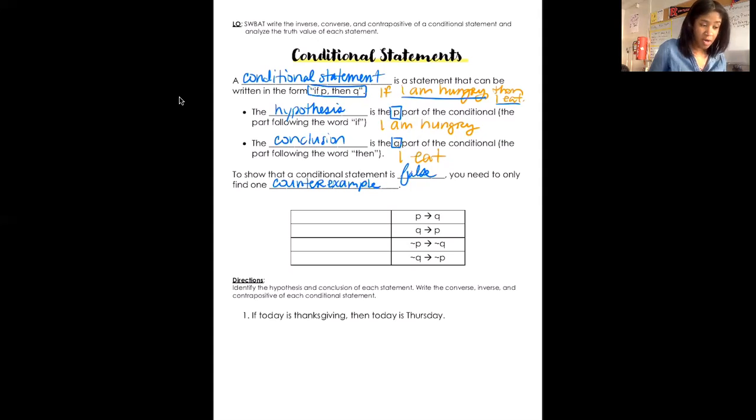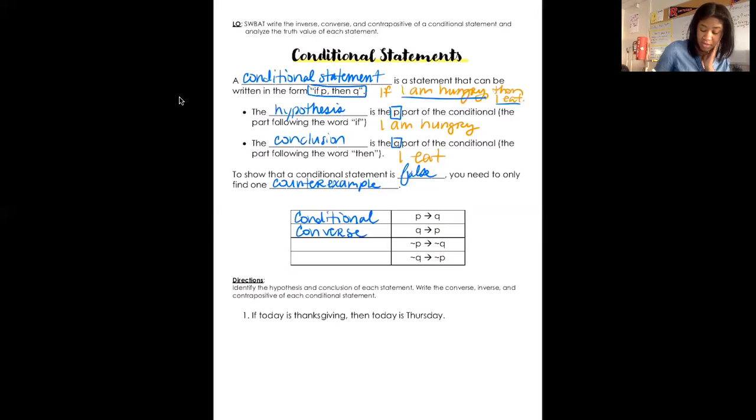Moving on to this chart right here. The conditional has a formula. That's what the P's and the Q's are. P, this arrow means then, Q. So if P, then Q. Now you could also flip the P and the Q, flip the conditional, and that would give you what's called the converse. The converse reads if Q, then P. So the conclusion and the hypothesis switch, okay? So instead of being if I'm hungry, then I eat, it would be if I eat, then I'm hungry.